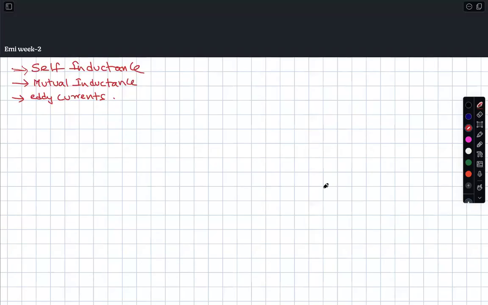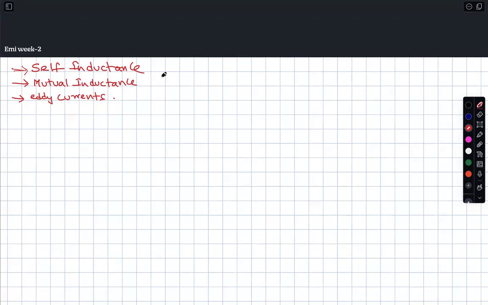So basically, we will start with the self-inductance. I just want to start like this. When I have an arrangement like this, where I have a coil, and that coil supports a certain current.